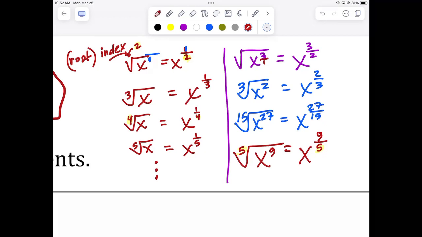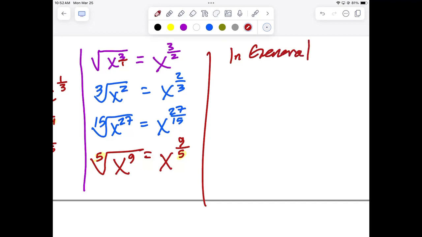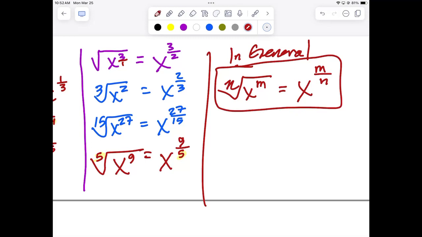Okay. So in general, here's what we could say. In general, the nth root of x to the mth power is the same as x to what power? M over n. Yeah. There you go. And vice versa, right? X to the m divided by nth power is also the nth root of x to the m. It works both ways.